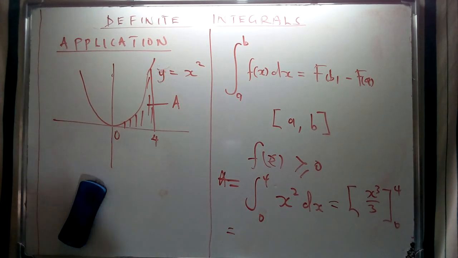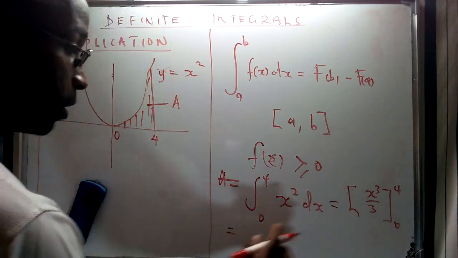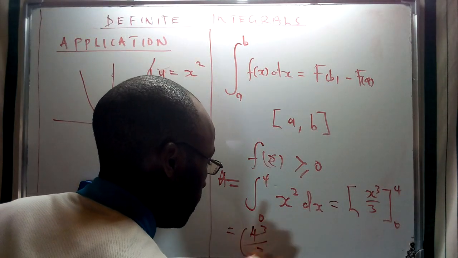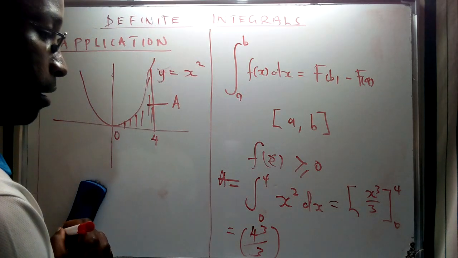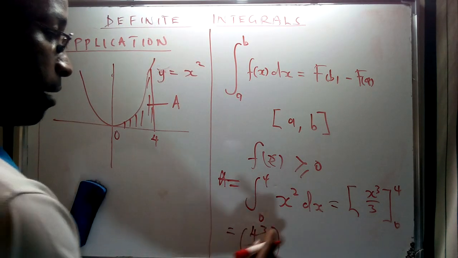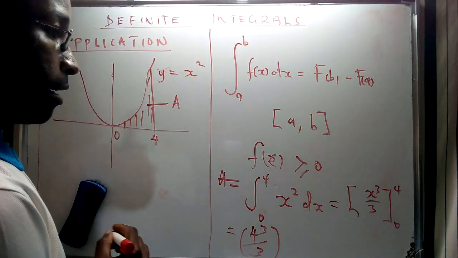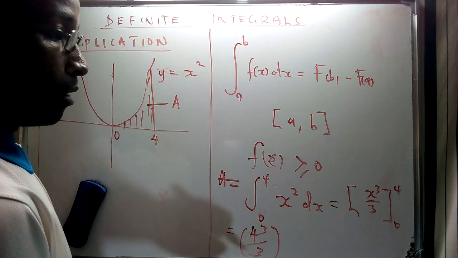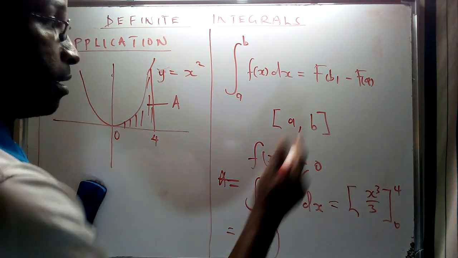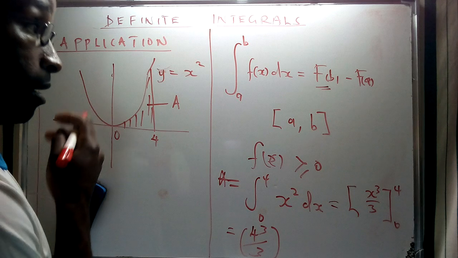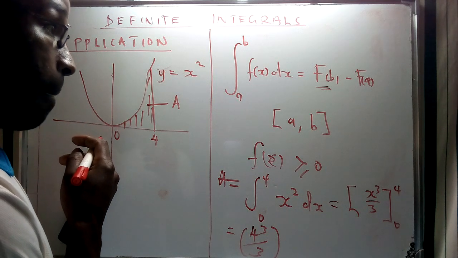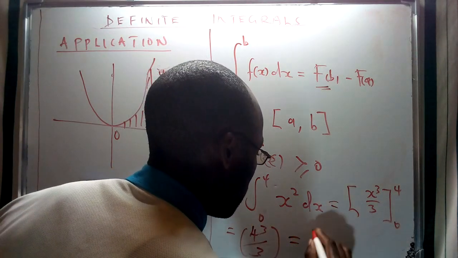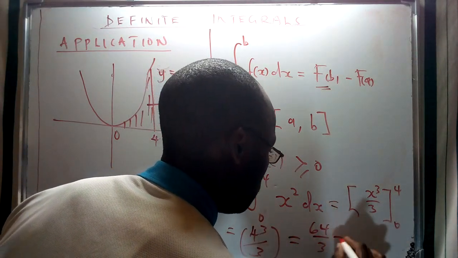I'm going to use these specific points. The cube of 4 at that specific point is 64. As we can realize, for the lower limit, the substitution for x is going to give us 0. So we are just going to remain with the value of F(b) for the upper limit only. Therefore this is going to give us 64 over 3, which is 21 and a third.